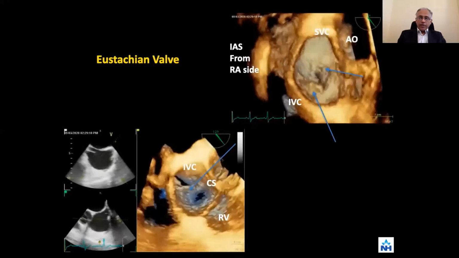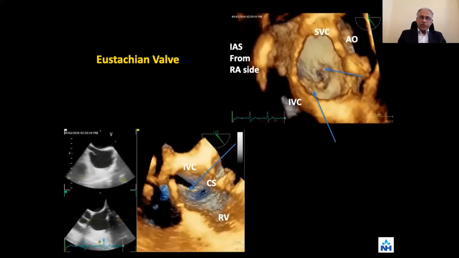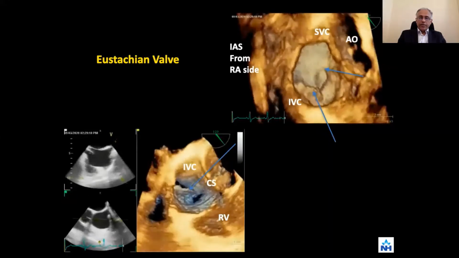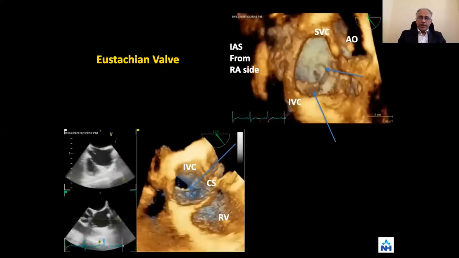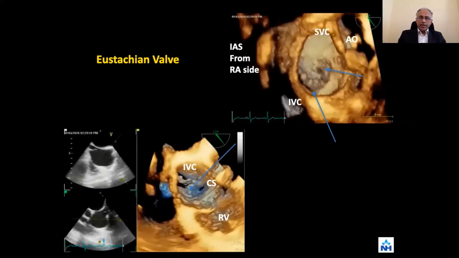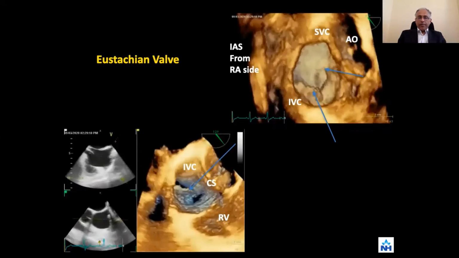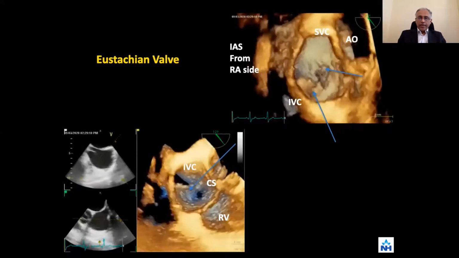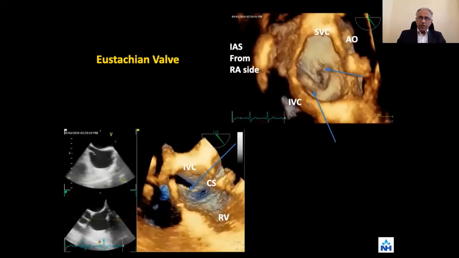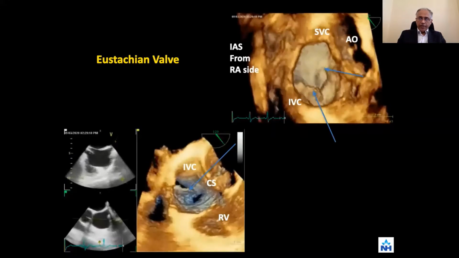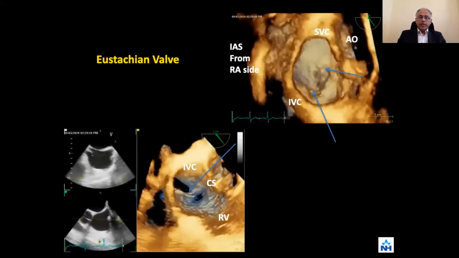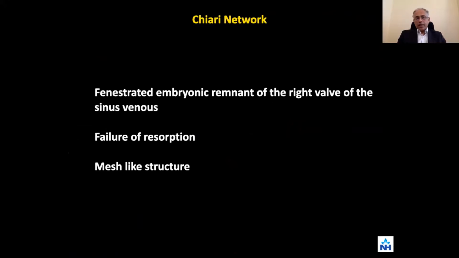And if you look at the data set, which is slightly rotated, suddenly you can see two orifices. You have the IVC, and then you have the coronary sinus, and in between you can see that the eustachian valve is very clearly seen over there. So this is how the eustachian valve appears on 3D, and this is the actual anatomy. Now, there is another type of variant which is called the Chiari network.